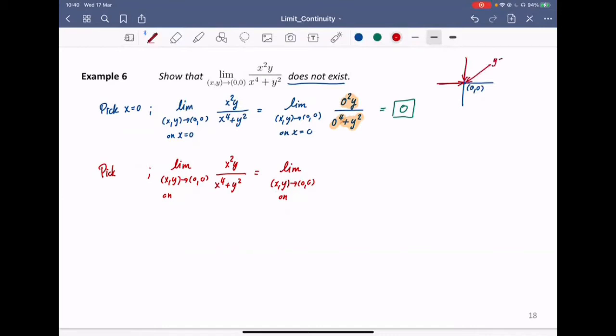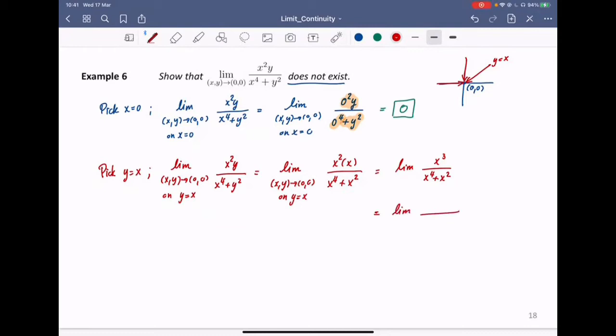Okay, let's do y equal to x. Spice it up a little bit. What if y equal to x? It's going to be x squared times x here, because I can replace y and x back and forth. So this is x to the fourth plus x squared. Interesting, because on the top you're going to get x cubed, and on the bottom x to the fourth plus x squared. Does it work? Let's compute it.